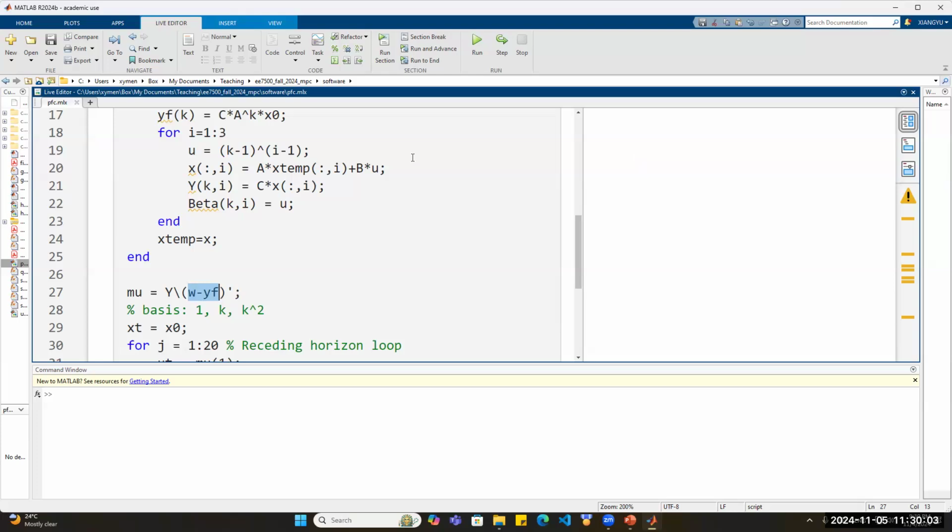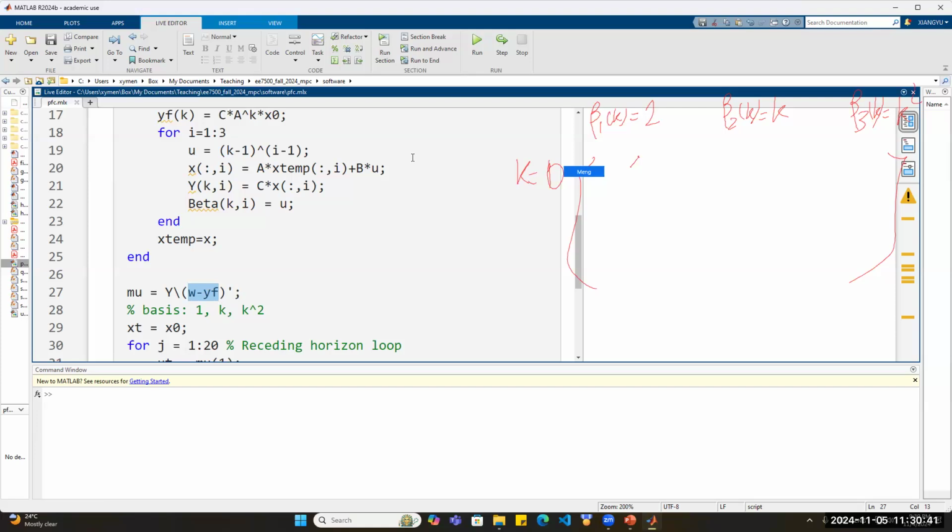So first, maybe let me write it this way. Basis 1 at k is 1, basis 2 at k is k, and basis 3 at k is k squared. So therefore we have this matrix. So this is when k is 0.